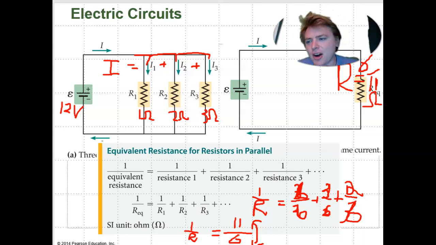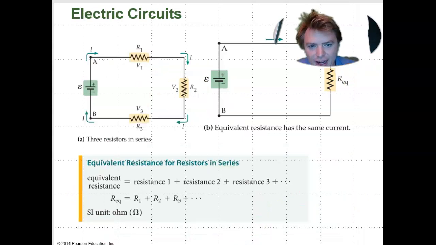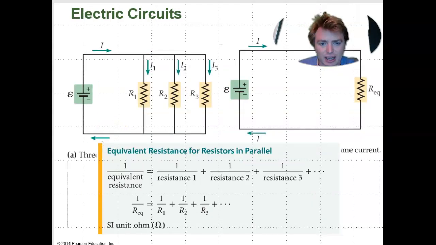So when they are in series, they all have the same current and their voltages add up to the total. When they are in parallel, they all have the same voltage across them and their currents add up to the total. All right, so that should help you with your calculations.